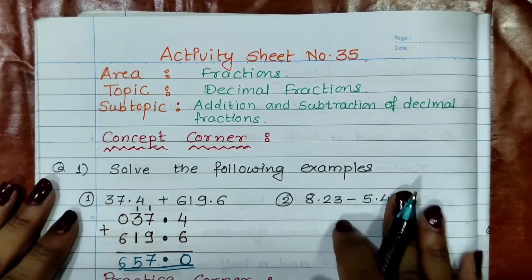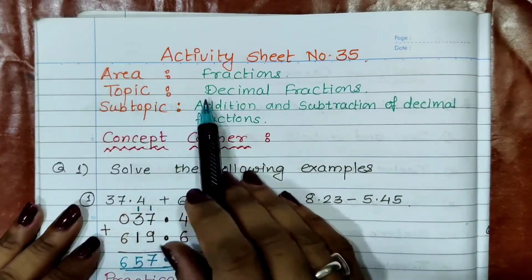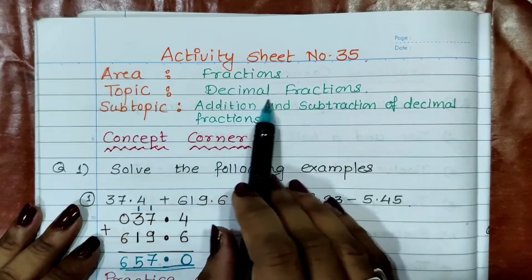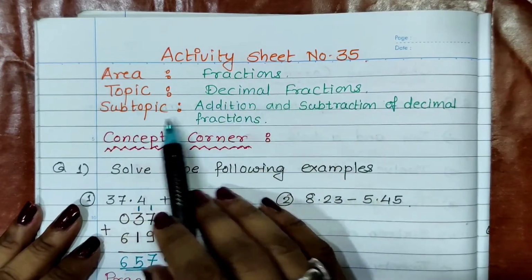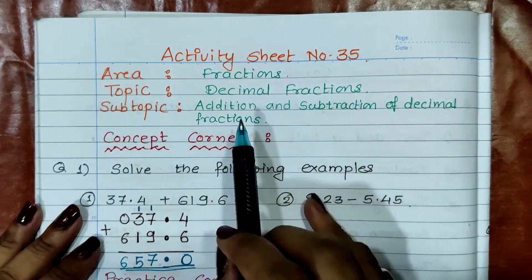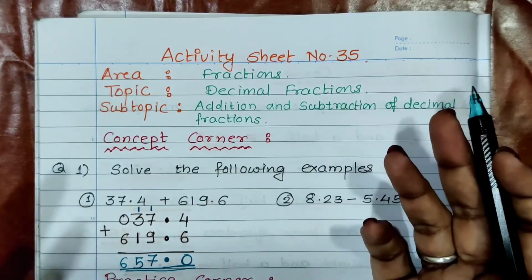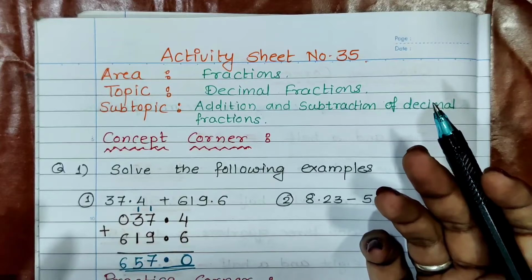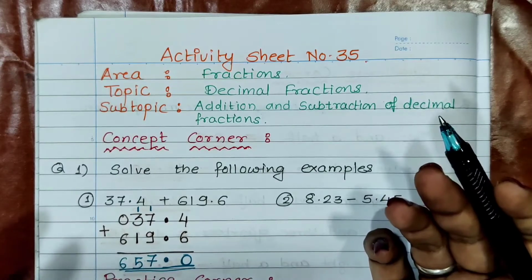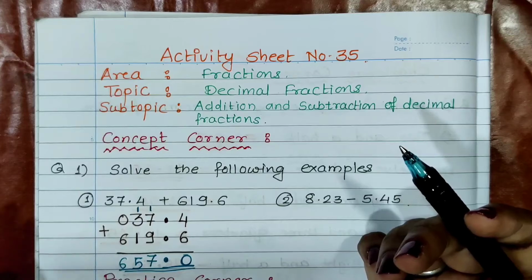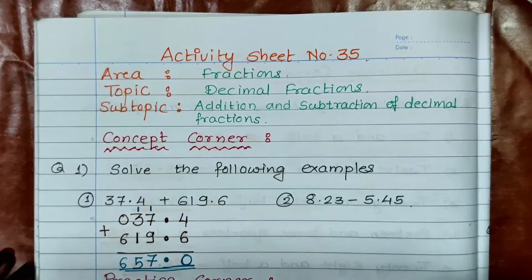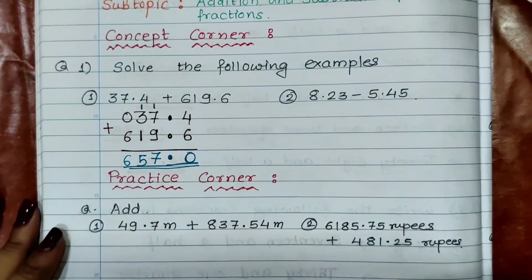So let us see, day 35 is dealing with area of fractions, topic is decimal fractions and subtopic is addition and subtraction of decimal fractions. So you have to do addition and subtraction, which you all have been doing from your first and second standard. Only here the change is that there is a decimal point. So let us see first, there is concept corner.